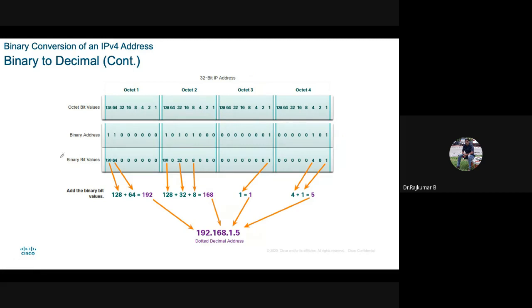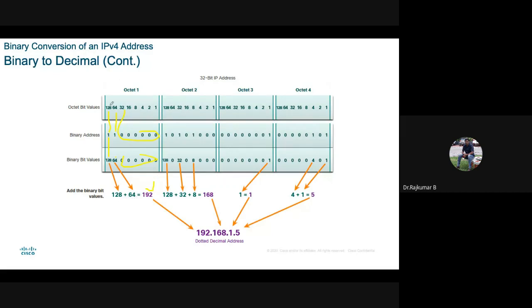So for that binary to decimal conversion of bit values, wherever there is a 1, that value is taken. This 1 is multiplied by 128, so the value is 128. Similarly, 64 multiplied by 1, so 64. The remaining are multiplied with zeros, so the value is 0. Then we need to add these two numbers, 128 plus 64, which gives 192.